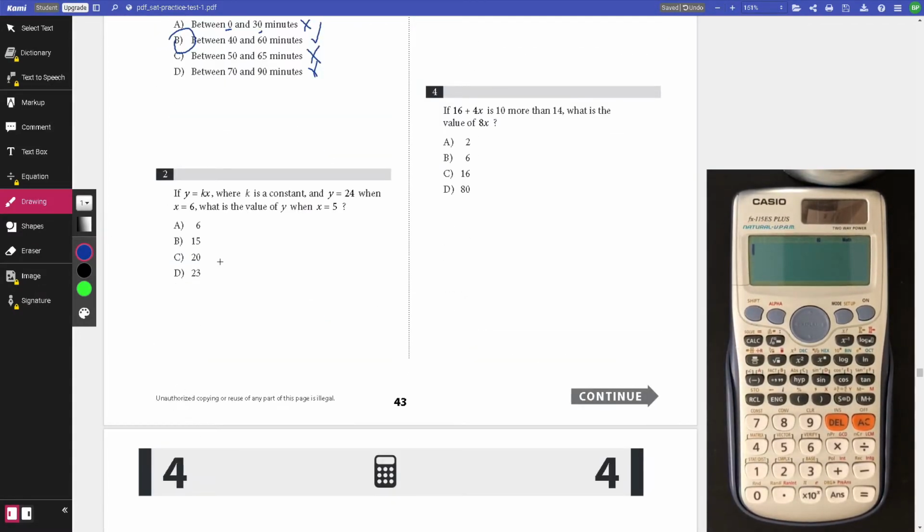Number 2, y equals kx, where k is constant, and y equals 24 when x equals 6. What is the value of y when x equals 5? So we need to find the constant by plugging these two values into this equation and then finding k. So we can see that k is equal to 4. So the equation is y equals 4x, so we plug in x here and we get 20.